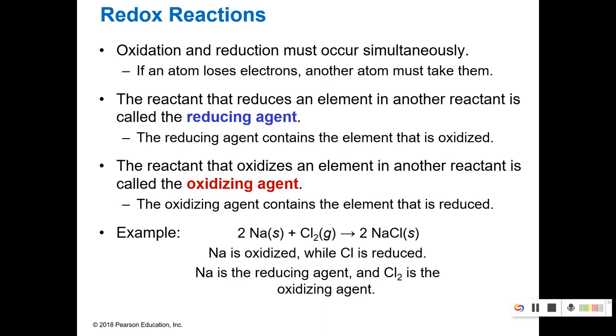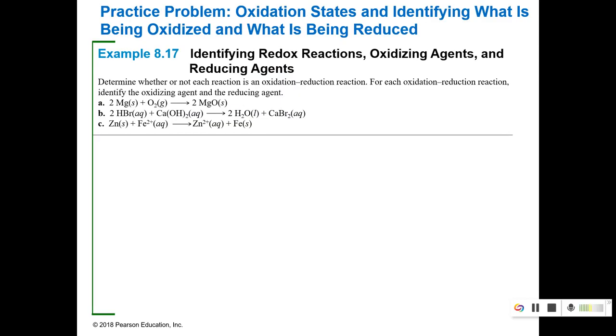Okay, so agents are kind of confusing. I will not test agents at all. The agent is what causes the other thing to happen. So like here, sodium is oxidized. The reducing agent is sodium because it's causing the other one to happen. It's causing chlorine to be reduced. Okay, but again, I'm not testing agents.